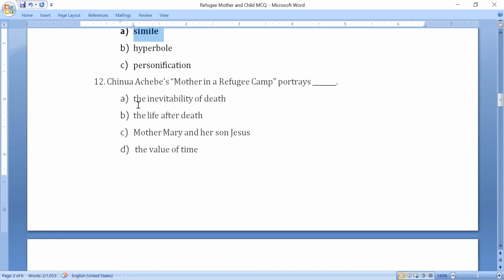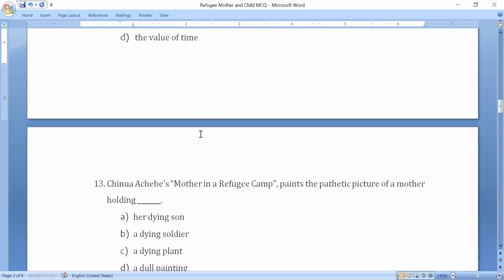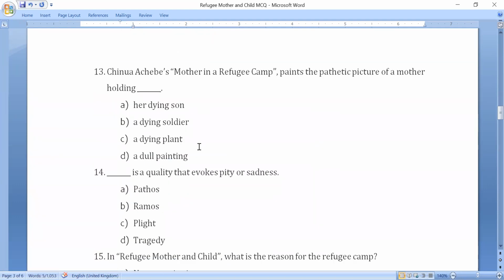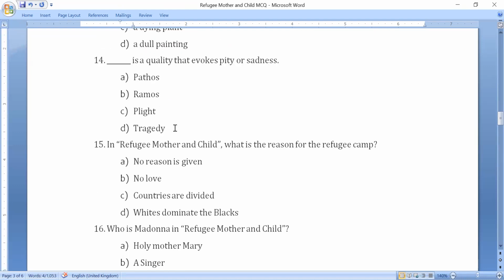Chinua Achebe's poem, Mother in a Refugee Camp or Refugee Mother and Child, portrays what? The inevitability of death, the life after death, Mother Mary and her Jesus, or the value of time. It shows the inevitability of death. 13th question. Chinua Achebe's poem paints the pathetic picture of a mother holding her dying son, a dying soldier, a dying plant, or a dull painting. It's A, she was holding her dying son.